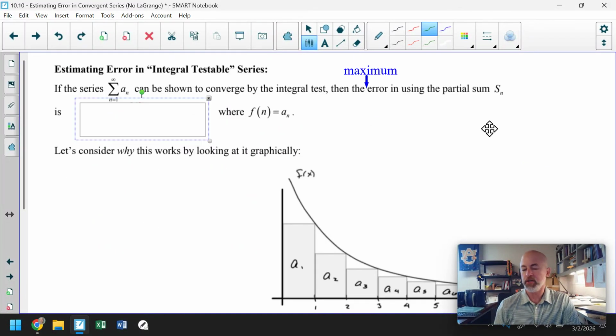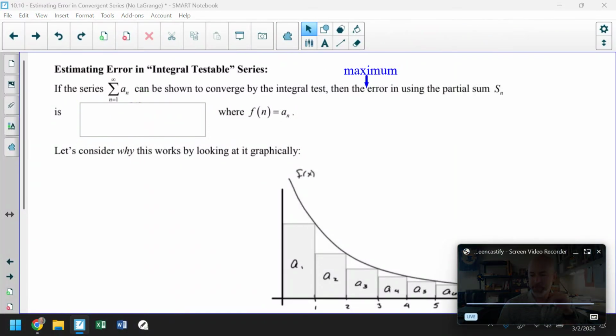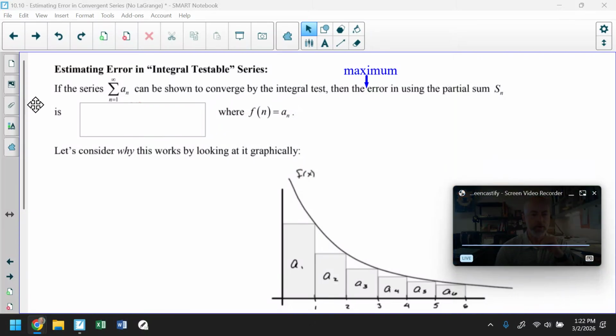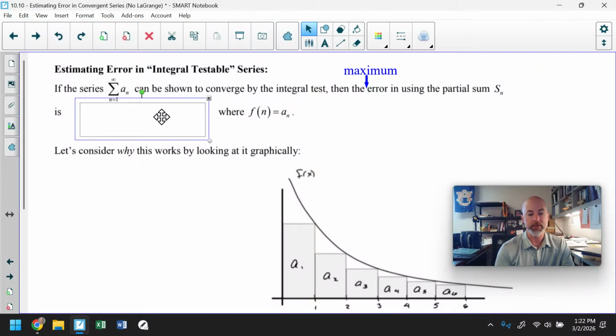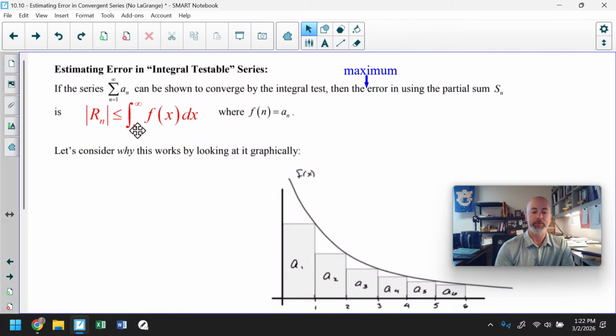Let's talk about series that can be shown to converge by the integral test. On this sheet, I left out a very key word: we are finding the maximum possible error. We're not getting the exact error, so make sure you write in the word maximum. With series that converge by the integral test, if you use, say, the first 5 terms to approximate the series sum, then you would find the improper integral from 5 to infinity. The potential error in the nth partial sum is that improper integral.